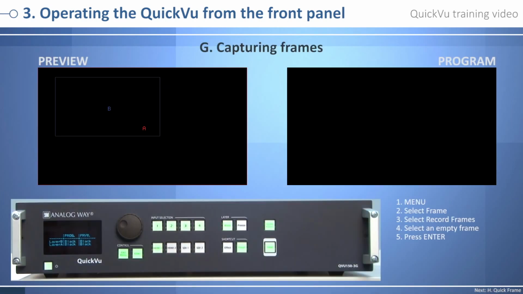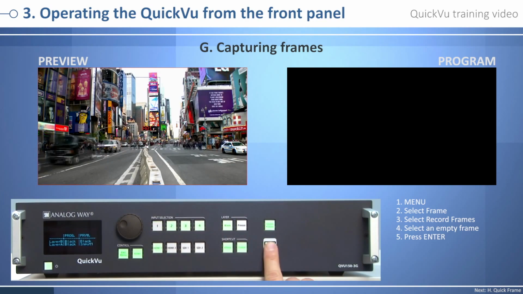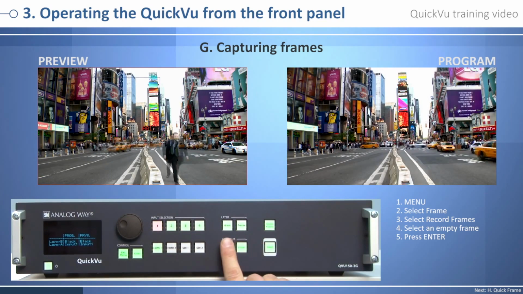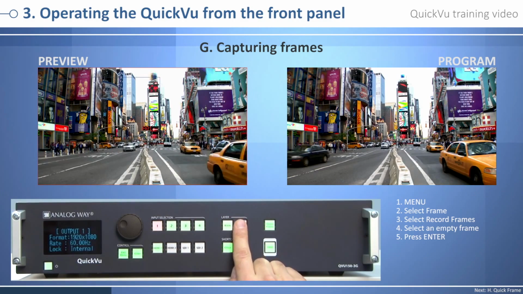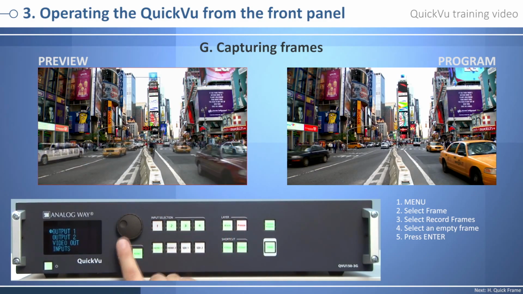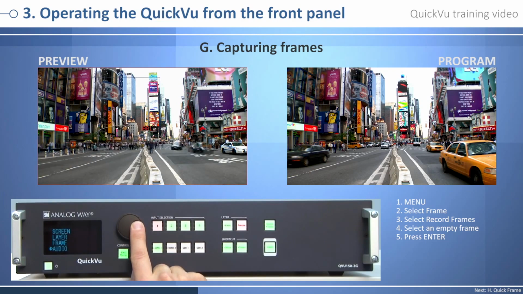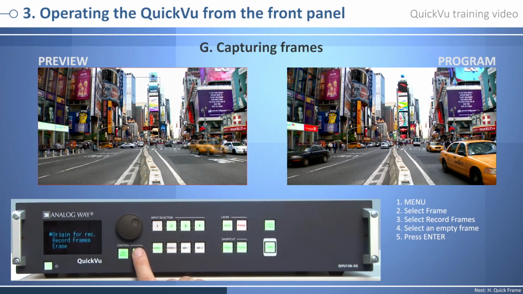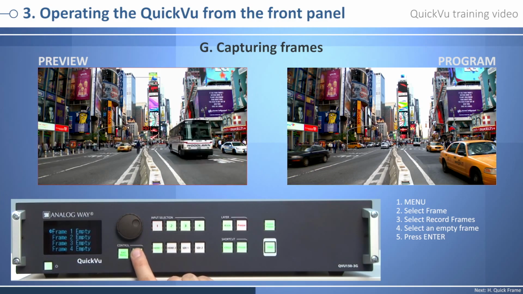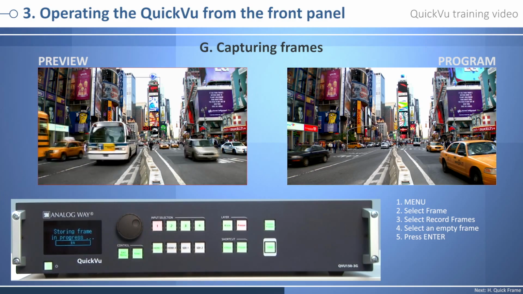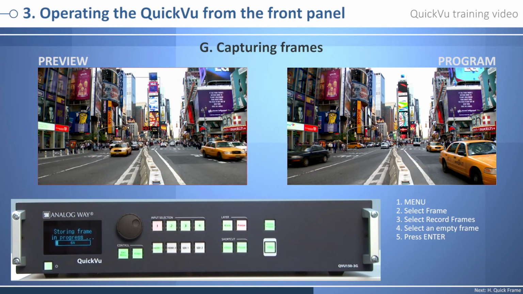Capturing frames. To capture a frame, display the exact content you want to save on one of your outputs, at the exact resolution. You can use the Freeze button if you want. Press the Exit menu button, select Frame, press Enter, then select Record Frame, press Enter, and select a frame number, then press Enter. Wait until the unit finishes the save.